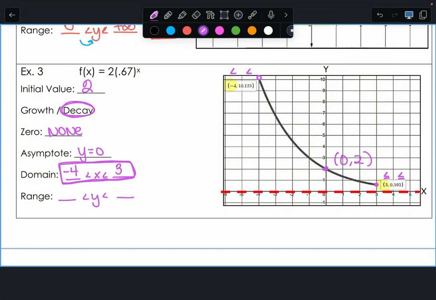Okay. For your y's, what is your smallest y value? 0.593. All right, so I'm just going to write 0.6. What about your highest? 10.12. Okay. And that one has an open circle, so you leave the inequality alone. You only underline the 0.6. Questions? Flip it over.